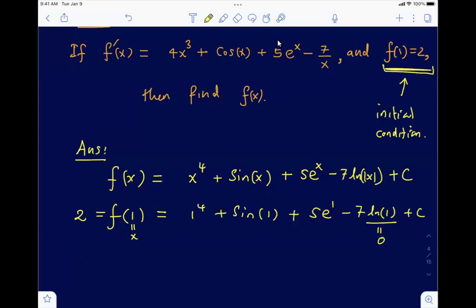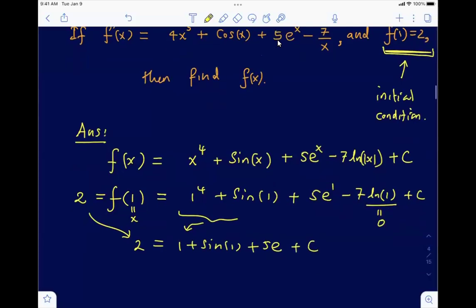What we are going to say is like the value of c. So 2 equals from this side 2, and from this entire right side, it is just 1 plus sine 1 plus 5e, and then 7 times ln 1. This part disappears because it's a 0. And then you can have the value of c. Value of c is 2 minus 1, that would be just 1, minus sine 1 minus 5e.